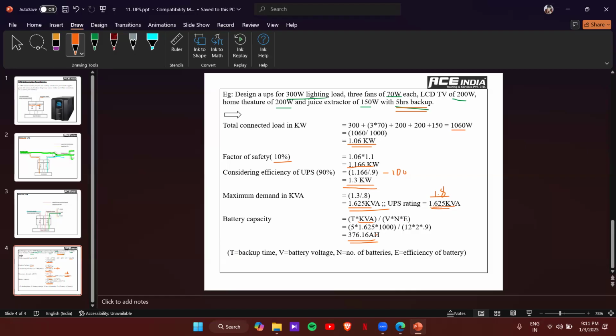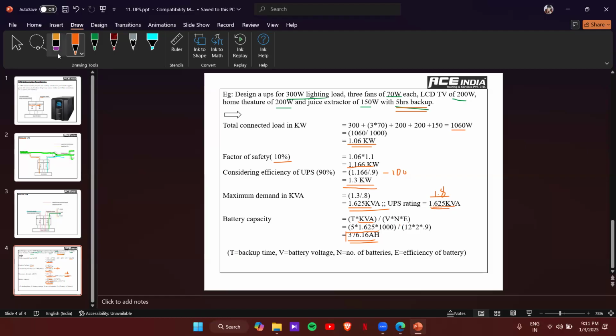Ampere hour is the unit for the batteries. When you say mobile phones, you'll say mAh, milliampere hour. It's a small battery, so you can say milliampere hour. Here it is ampere hour. That's the capacity of one battery. We have selected two numbers here, that means one battery capacity is 376.16 ampere hour. If you want one battery, you can divide by one, so you'll get the capacity of one battery, if you're going for one number.